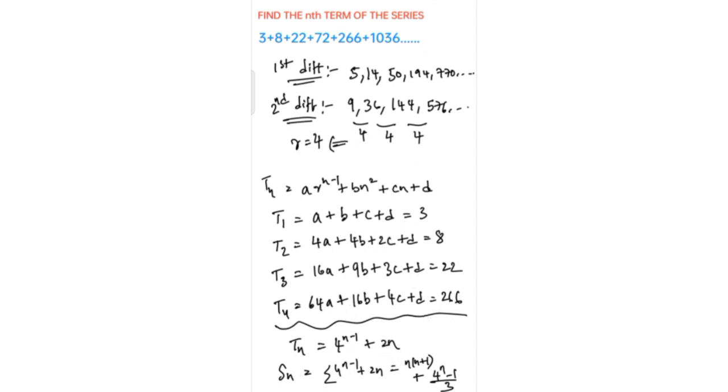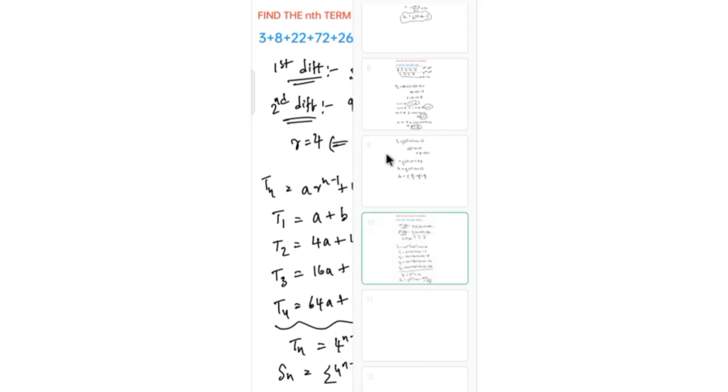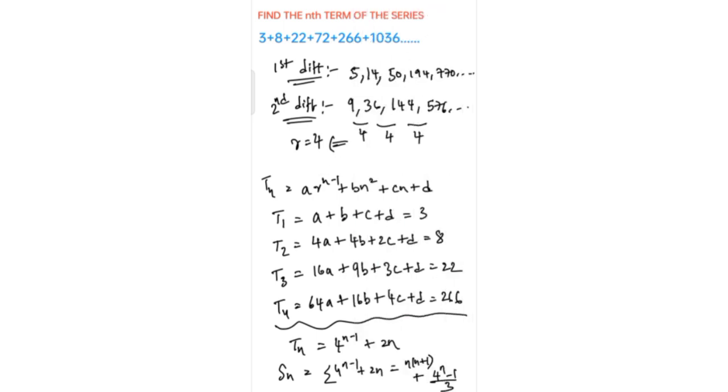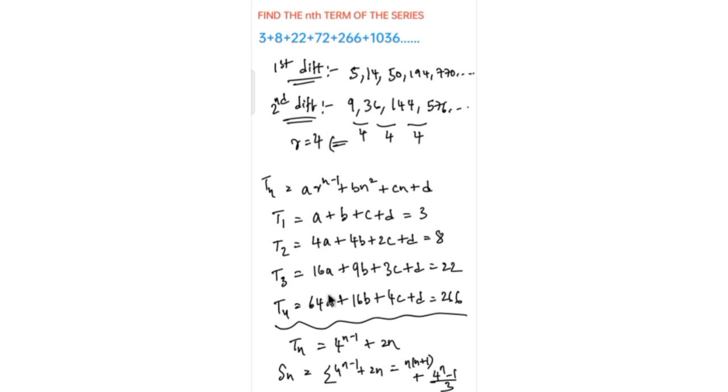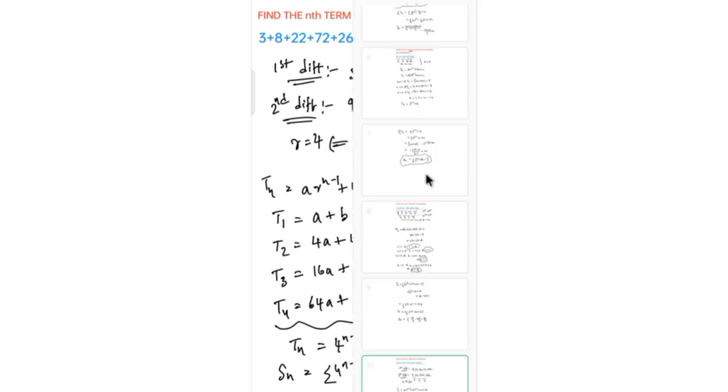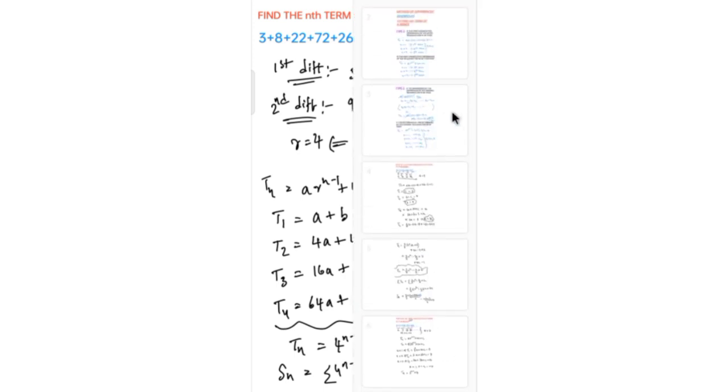So this is how you need to calculate the Tn and Sn of sequences if their differences are in AP or GP. You can extend this and follow the same algorithm to find the Tn and Sn of anything, like the third differences or the fourth differences or the fifth differences. It depends, and the unknowns just go on increasing. In that way also you can find the Tn and Sn of many sequences.